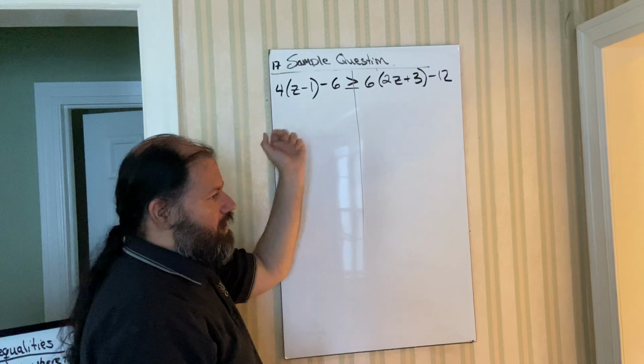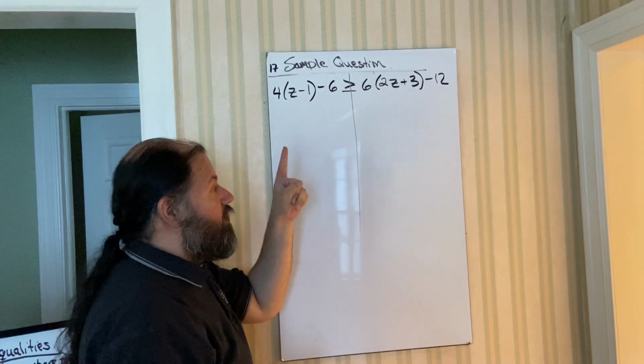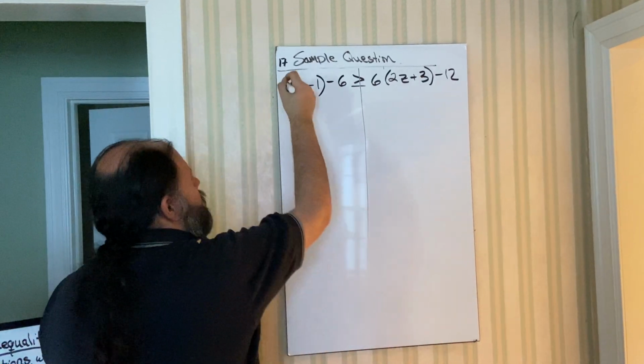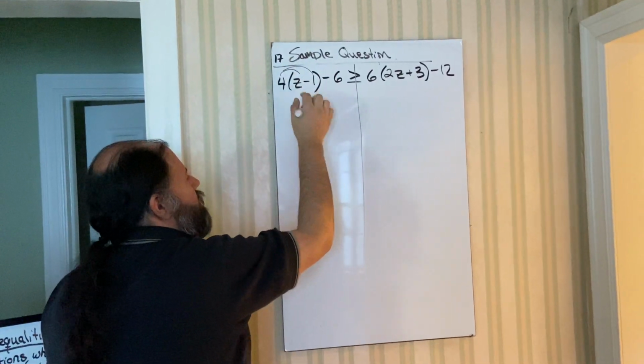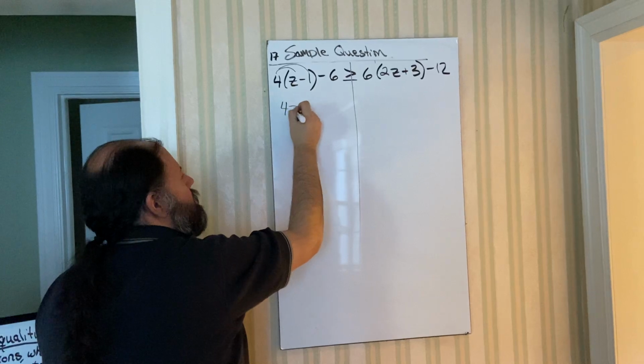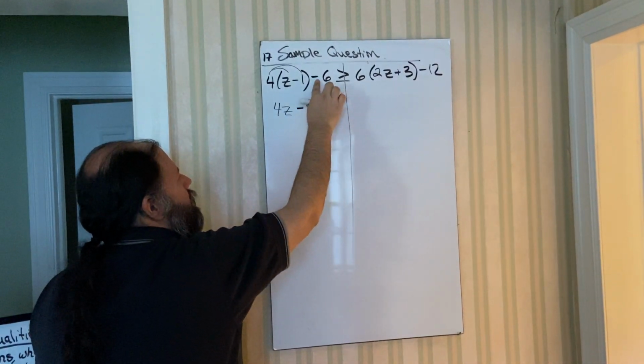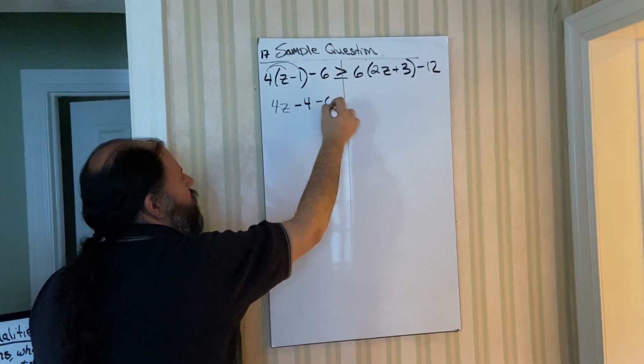Focus on just one side equation at a time. So we focus on just the left. Ask yourself, do you have any parentheses first? Yes. So get rid of the parentheses. Distribute. So 4 times z, 4z. 4 times -1, -4. This is outside the parentheses, so bring it down.